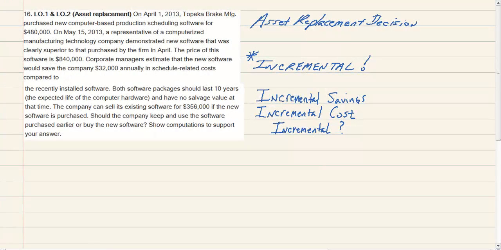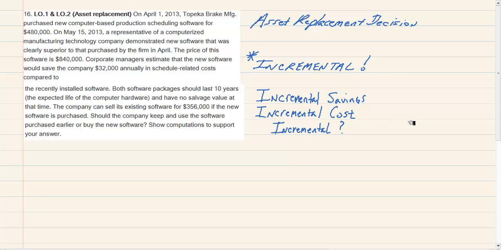In our first problem we're going to look at asset replacement. We have an asset that we're using. We're thinking about buying a new one to replace it. Should we go through with it or not? And pretty simple analysis here. We're not getting into discounted cash flows or anything like that. All we're doing is looking at the incremental savings and cost.